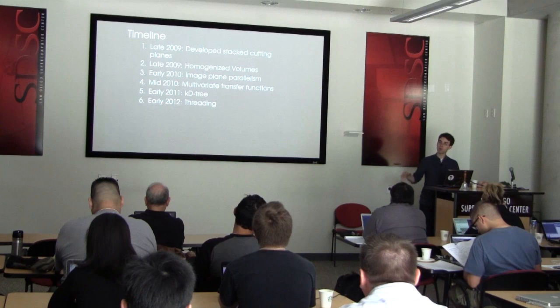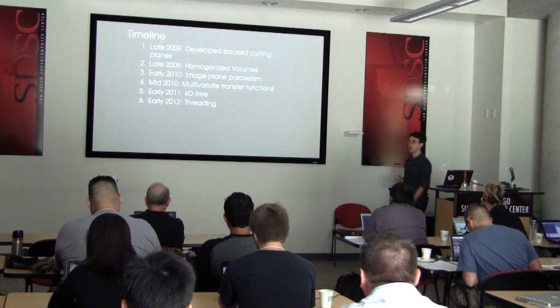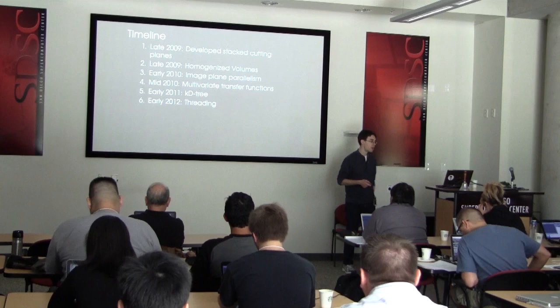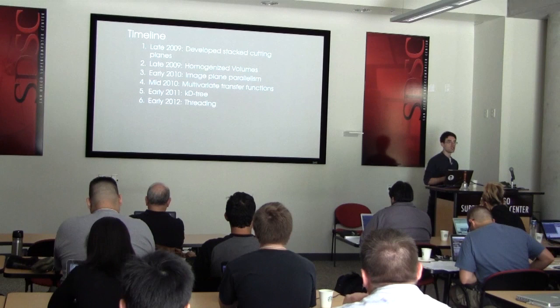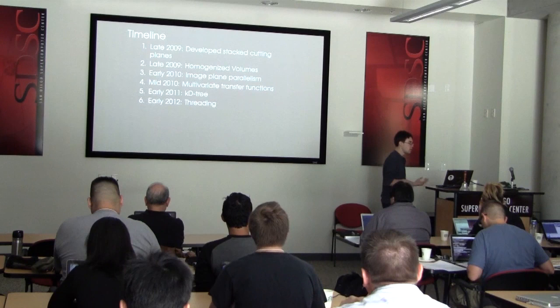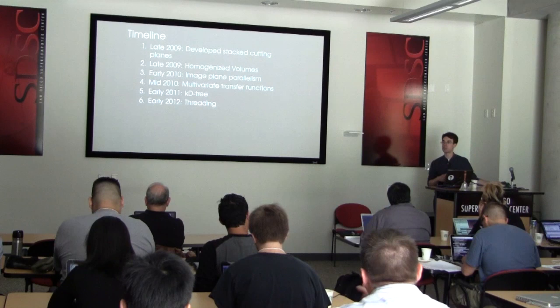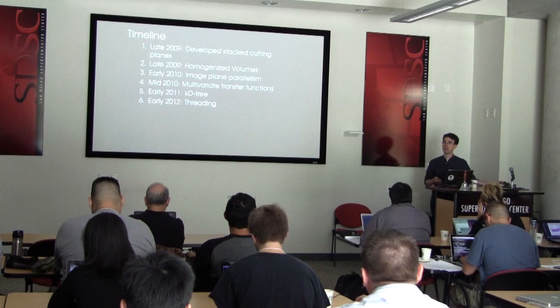And then we built multivariate transfer functions so that we could see the way that gas changed in appearance based on its temperature and its density. And then in early 2011, because our needs had exceeded what image plane parallelism could deal with, Sam built a KD tree decomposition of the domain. And in this way, we were able to scale to the next step. And finally, in early 2012, we finished our implementation of threading, because even with all of these different things, we were still busting up against the barrier of having too much data for a given node.